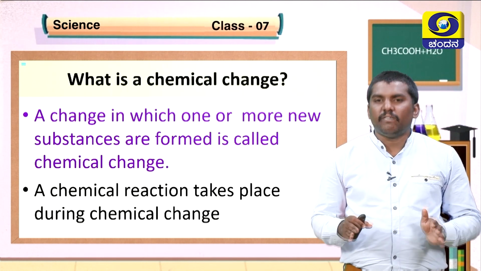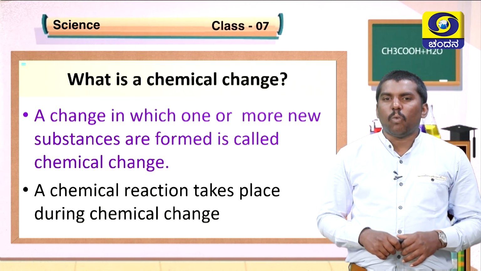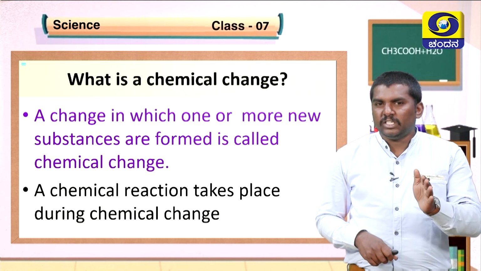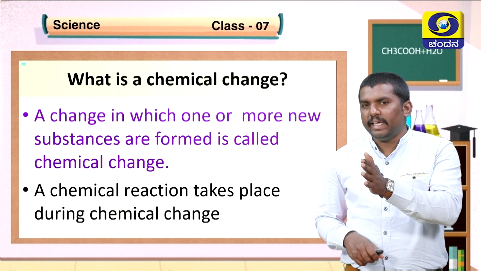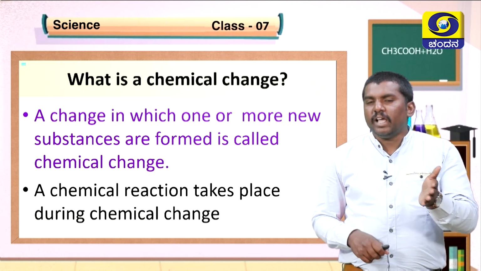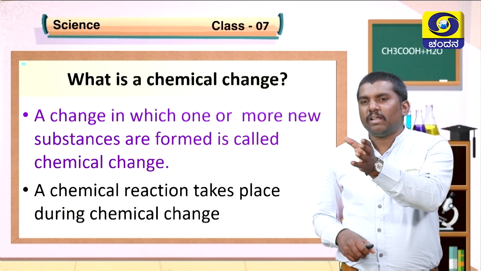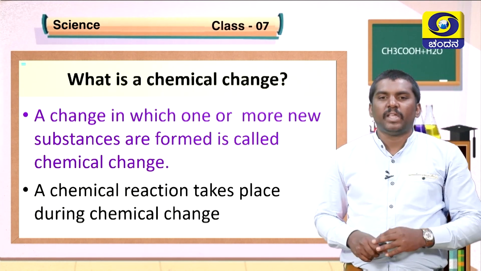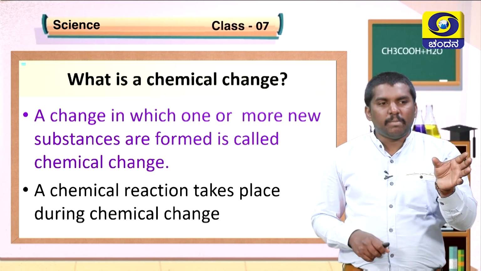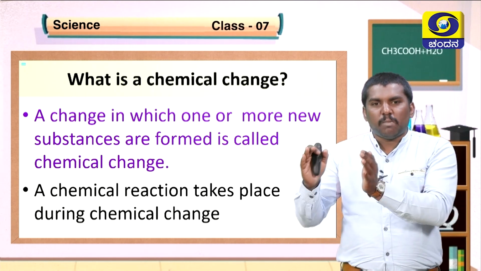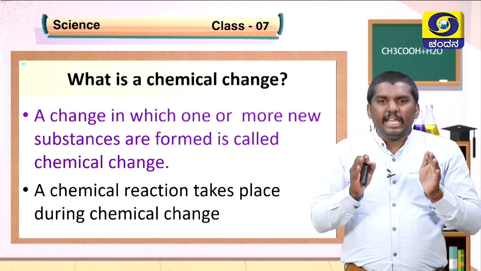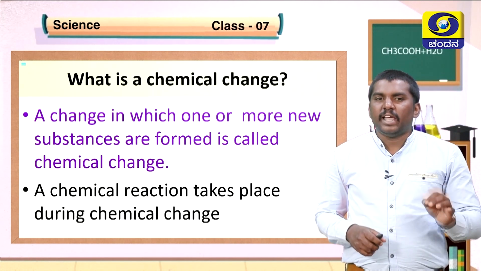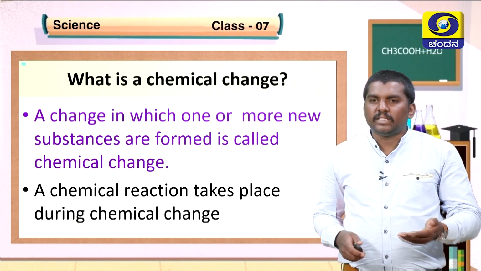By this experiment, we can define chemical change as a change in which one or more new substances are formed. I am repeating the statement: a change in which one or more new substances are formed is called chemical change. Students, in the first case, rusting of iron, what happens? Iron gets converted into iron oxide, that is hydrated ferric oxide. So one substance is converted into another substance; a new substance is formed here. In the second case, burning of magnesium ribbon, magnesium gets converted into magnesium oxide. Here also magnesium oxide is a new substance. So we can say that in any change, if a new substance is formed, then that change is a chemical change. A chemical reaction takes place during chemical change. We can say that chemical change is nothing but chemical reaction.